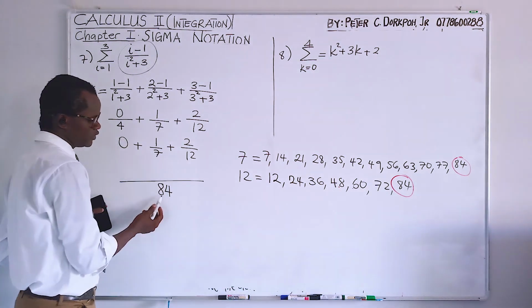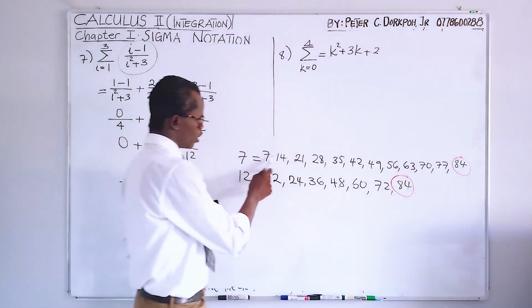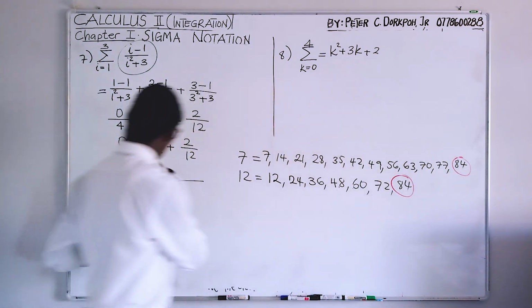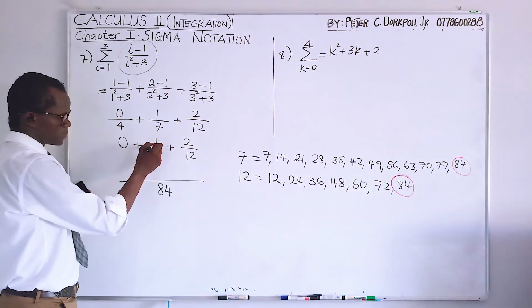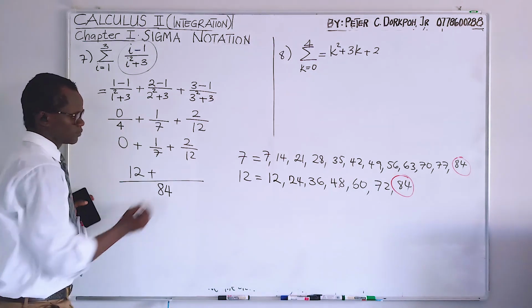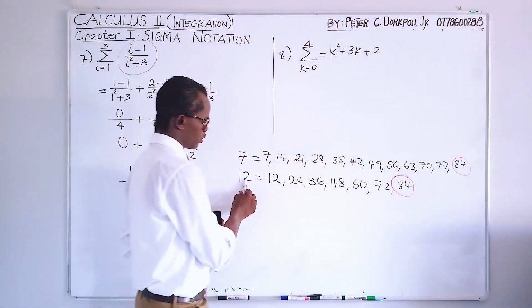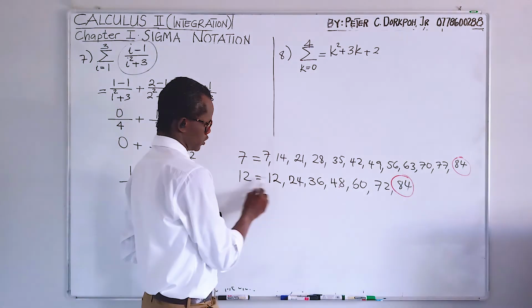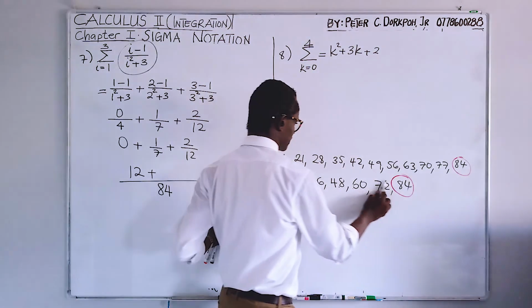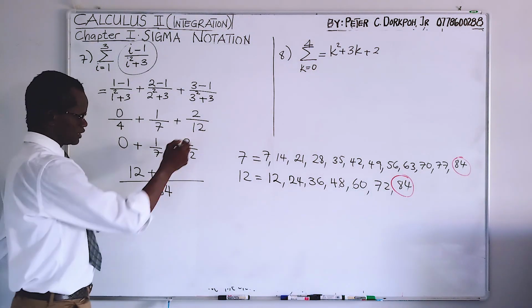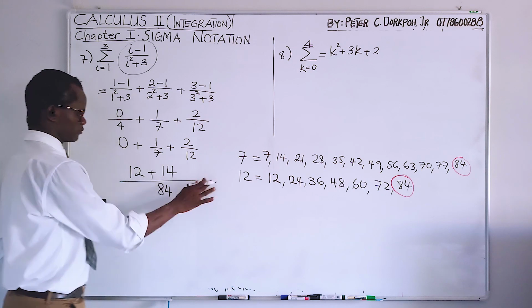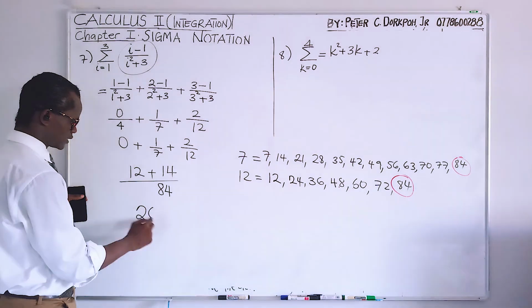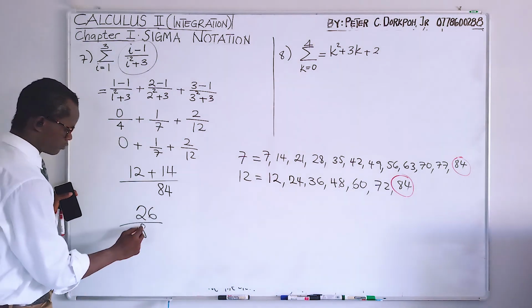So now 7 into this 84, we check: 1, 2, 3, 4, 5, 6, 7, 8, 9, 10, 11, 12. So 7 goes into 84 12 times. 12 times 1 is just 12, plus 12 now into 84. 12 into 84, we want to know how many numbers we can count to reach 84: 1, 2, 3, 4, 5, 6, 7. So it goes there 7 times. 7 times 2 now is 14. So therefore we add this 12 plus this 14, it gives us 26 all over 84.